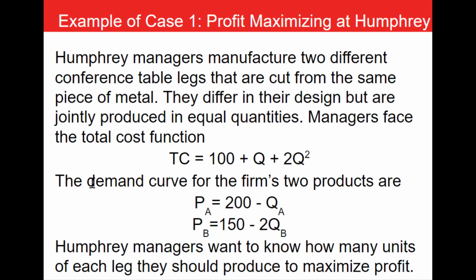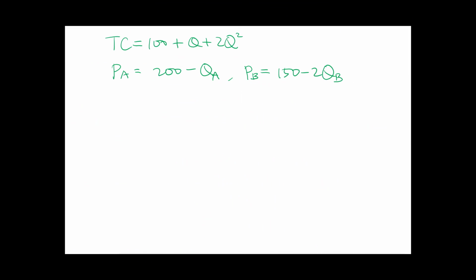The demand function or demand curve for the firm's two products are PA equal 200 minus QA, PB equal 150 minus 2QB. So each product has its own demand function, or different markets, and Humphrey managers want to know how many units of each leg, A and B, they should produce to maximize profit. Okay, let's solve optimal price for both products and the quantities.